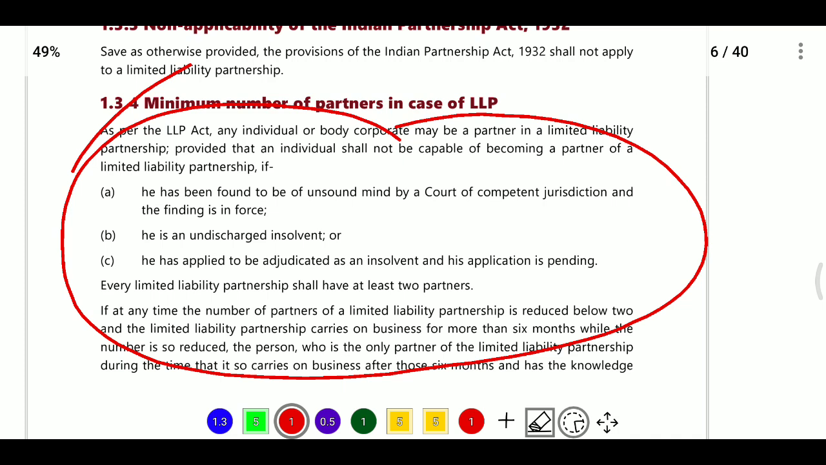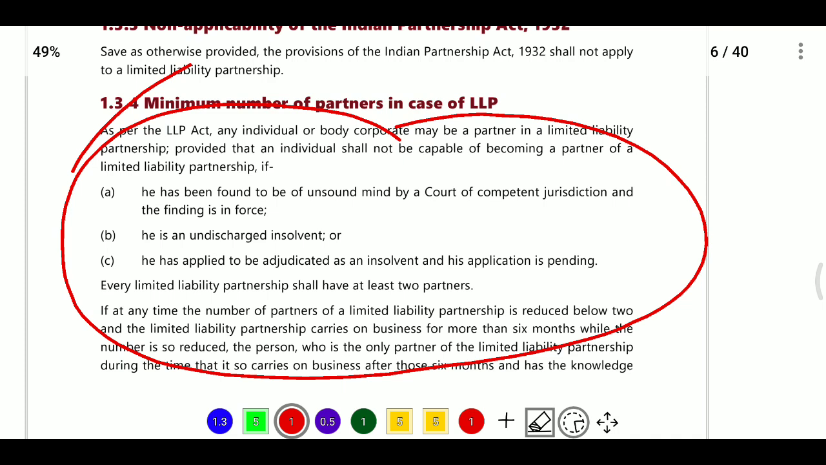Next, an insolvent person. A person who has been declared insolvent or has become bankrupt cannot enter into a contract, including forming or joining a partnership. For example, Mr. A is declared bankrupt by the court. He cannot join or continue as a partner in ABC Enterprise as he no longer has the legal capacity to participate in a partnership. So an insolvent person is not eligible. So: minor, unsound mind, insolvent persons.